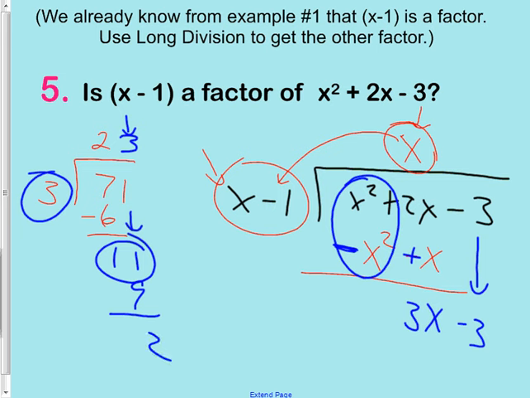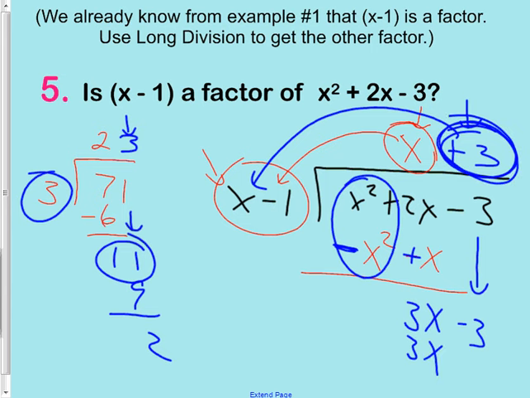Okay, so over here, what do I put right here? And I think you had it before. What did you say it was? Plus 3. And with my plus 3, I go 3 times the x makes 3x. 3 times the negative 1 makes negative 3. Notice I want to match it perfectly, and I did.